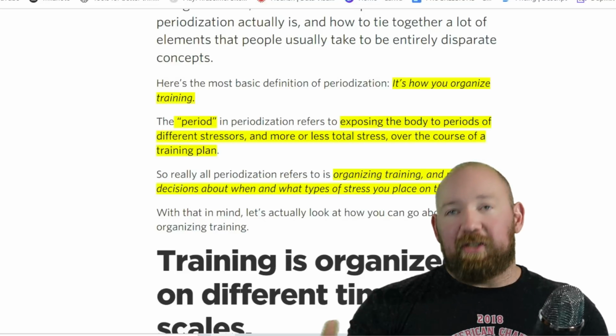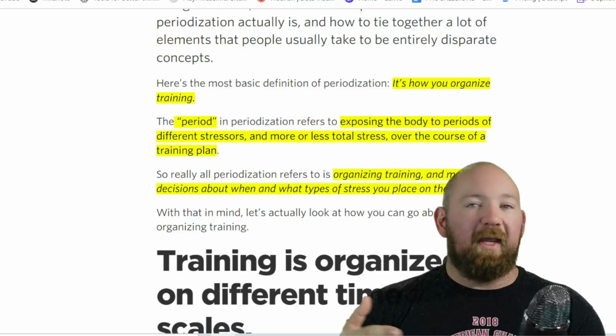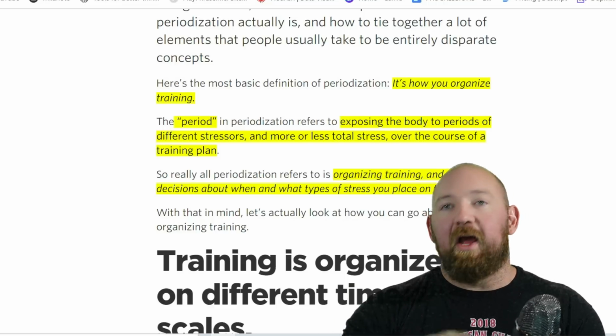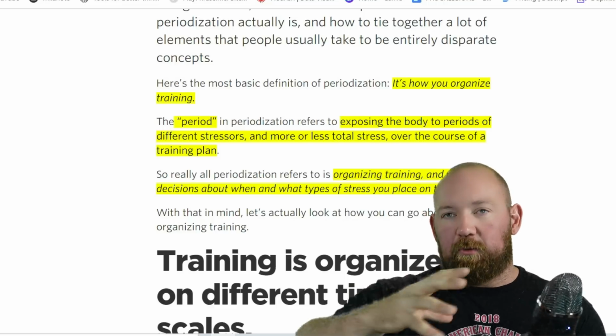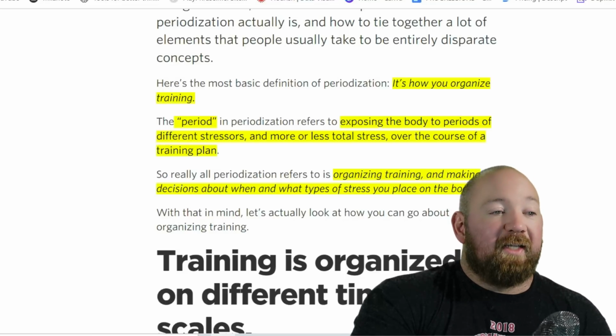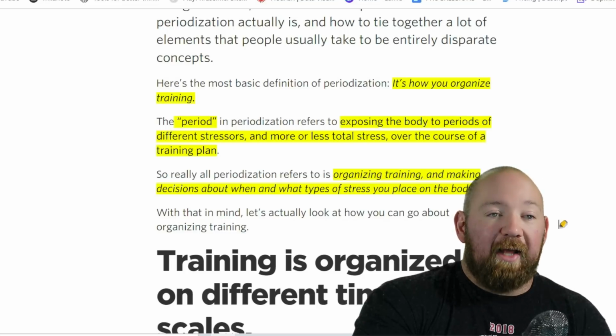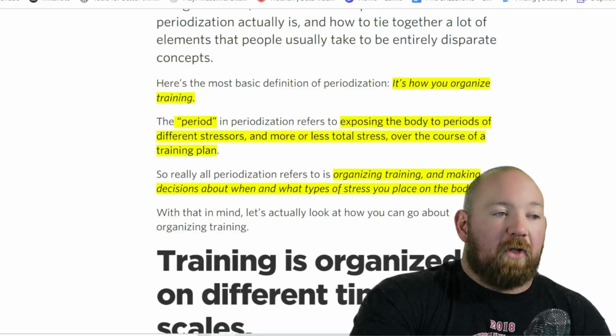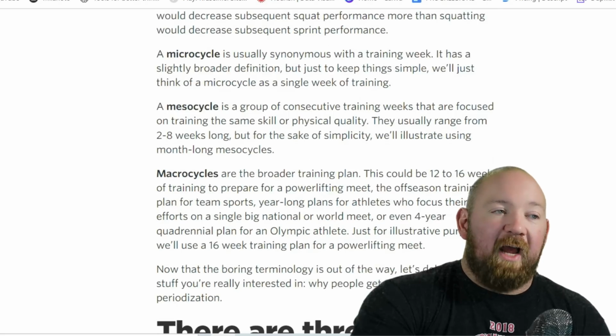It could be exercise selection and variability. It could be effort that you're putting out. It could be frequency. All these different dials get turned, and you chunk them into broadly different periods. So really all periodization refers to is organizing training and making decisions about when and what types of stress you place on the body.